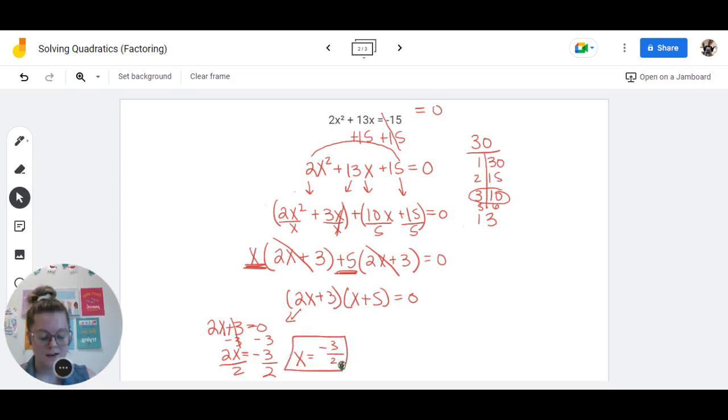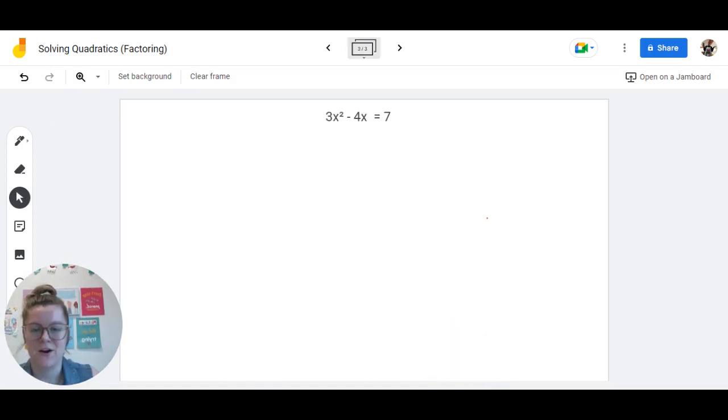Next, I'm going to set my second parenthesis equal to 0, x plus 5, subtract 5 on both sides. So this one will give me x is equal to a negative 5. There are my two solutions. All right, here we go.